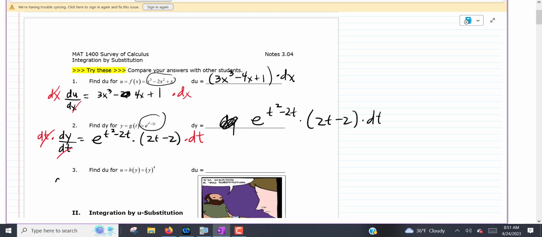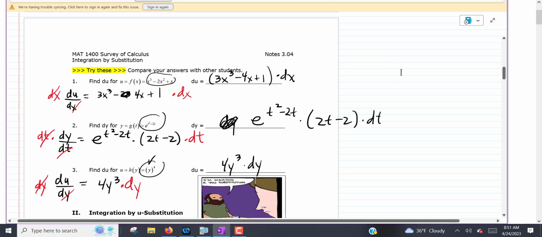The last one, you've got du over dy. The reason I'm doing dy is because that's the variable. We know that the derivative of y to the fourth is 4y to the third. Then you can multiply both sides by dy, so the final answer on the problem is du equals 4y to the third times dy. The purpose of this for us in this class is to prepare us for U substitution, which is a technique that we're going to learn how to do today on how to do a certain kind of integral.